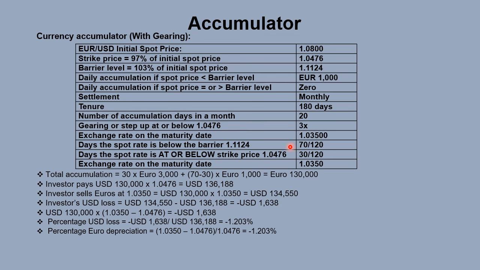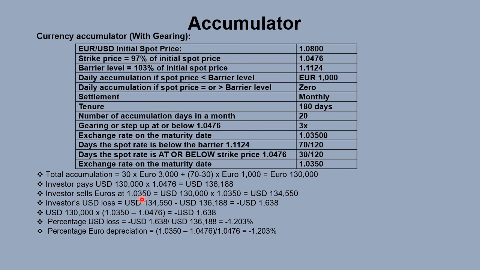The investor will accumulate euros for only 70 days. Out of the 70 days, he will accumulate euro 3000 per day for 30 days on which the exchange rate is at or below the strike price. On the balance 70 minus 30, which is equal to 40 days, he will accumulate euro 1000 per day. Therefore, his total accumulation is going to be 30 into euro 3000 plus 40 into euro 1000, which is euro 130,000. To buy these euros, the investor will have to pay USD 130,000 into 1.0476, which is USD 136,188.